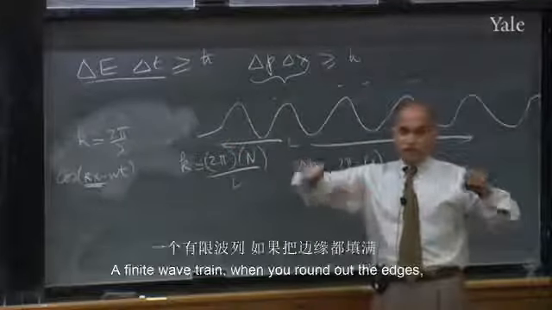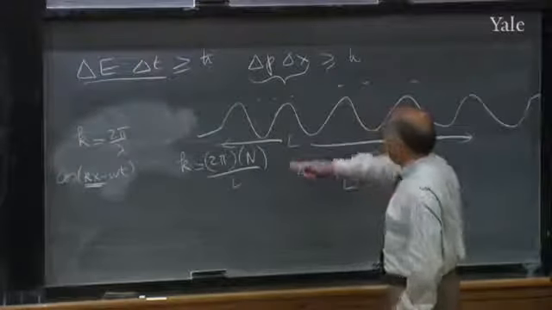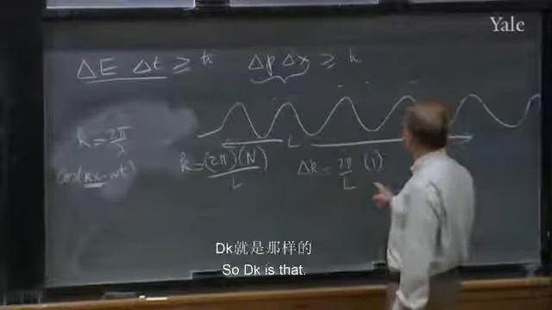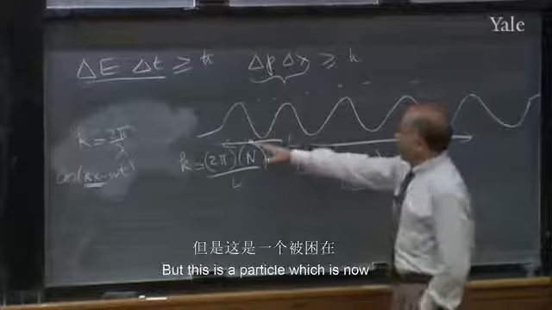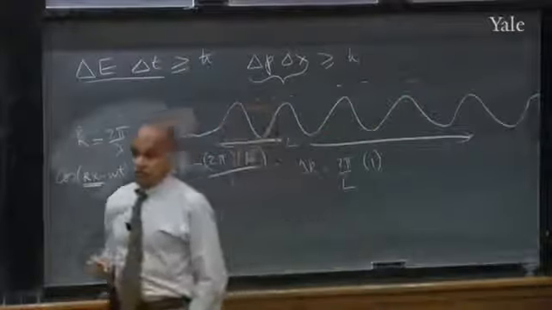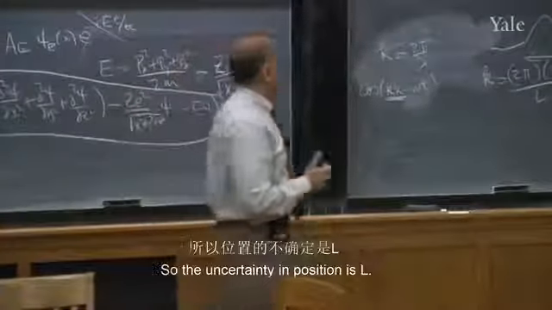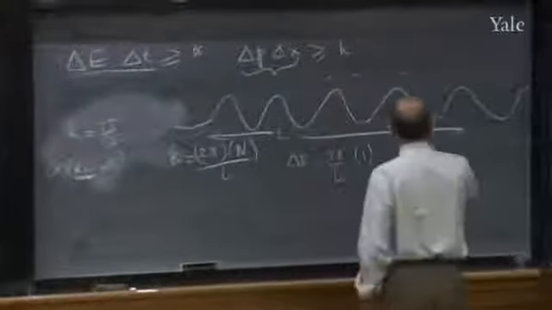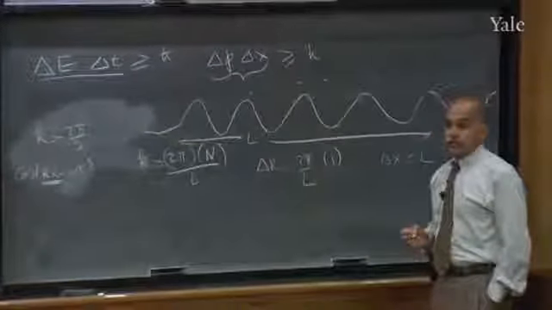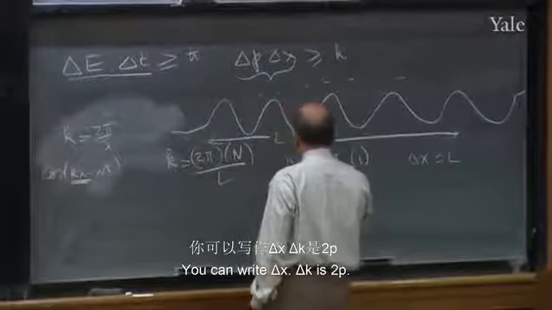You understand? A finite wave train, when you round out the edges, may not have a full number of cycles. You taper it off in some fashion. But here you've got a well-defined number of cycles. So it's plus or minus 1 coming from the end. So delta k is that. But this is a particle which is now confined to a region of length L because the wave function is 0 beyond that. So it's a particle whose position is known to lie inside this interval of length L. So the uncertainty in position is L. Again, uncertainty has a technical definition, but this is our qualitative explanation. So L is really delta x. So you can write delta x delta k is 2 pi.